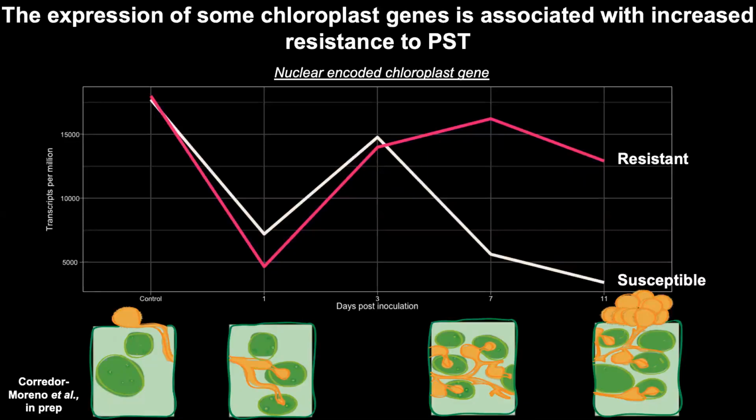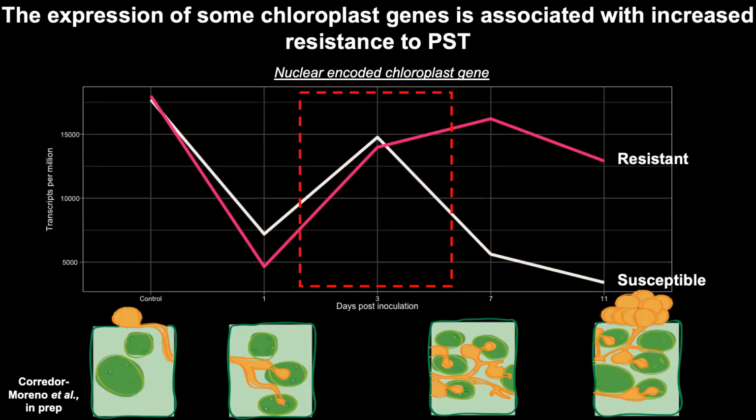course of infection. So if we take a look at this example of a nuclear-encoded chloroplast gene, we can see that the expression of this gene is severely downregulated at 1 day post-inoculation. And this is followed by an increase in expression at 3 days post-inoculation. And this kind of early expression pattern is also seen in other pathosystems. And we know that in general, photosynthetic processes are inhibited early during infection.